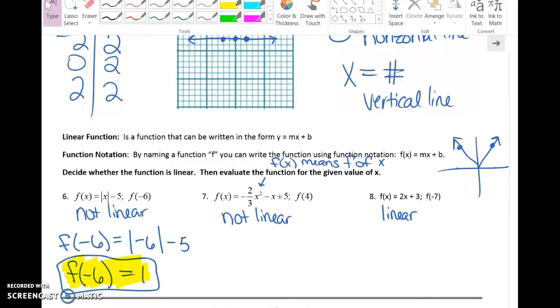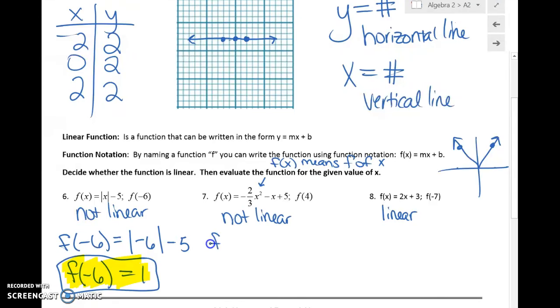The next one you will probably need your calculator for. We are going to do f of 4. Okay, f of 4. We are going to plug 4 in everywhere we see the x. So negative 2/3 times 4 squared minus 4 plus 5. You can use your calculator for this. If you have the scientific calculator, use your fraction button. -2 fraction button 3 times 4 squared minus 4 plus 5.